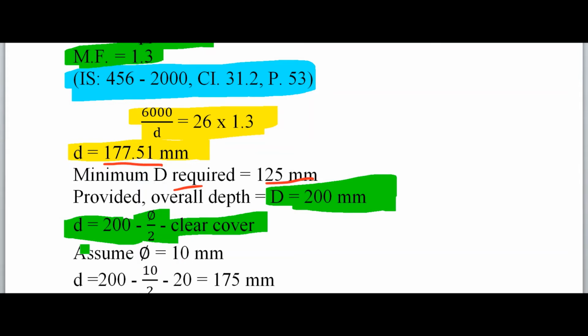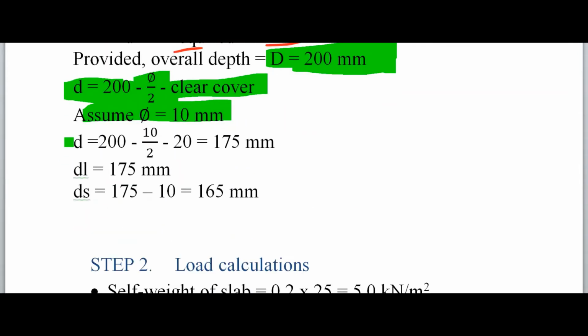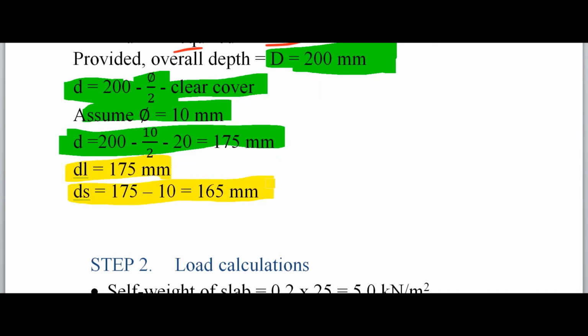Okay. So small d, the effective depth, is 200 minus 5 by 2 minus clear cover. Assume 10 mm diameter bar. That's why depth is 175 mm. Effective depth in the longer direction 175 mm. Effective depth in the shorter direction 165 mm. So our dimension is fixed. Slab dimension is fixed. One panel slab dimension is fixed.